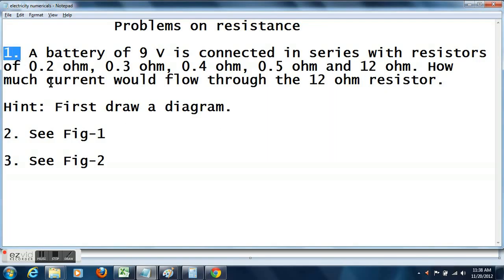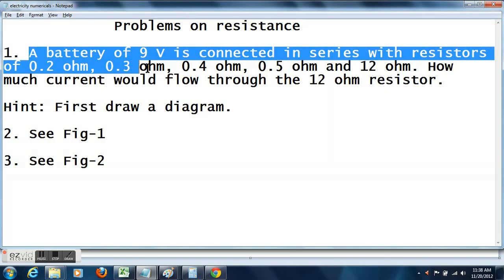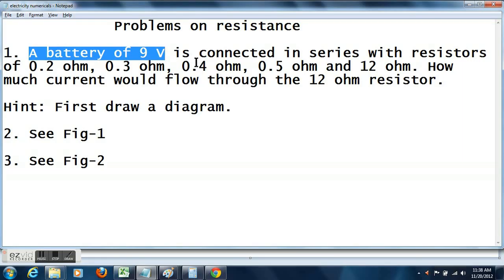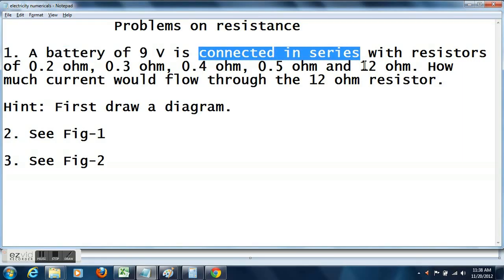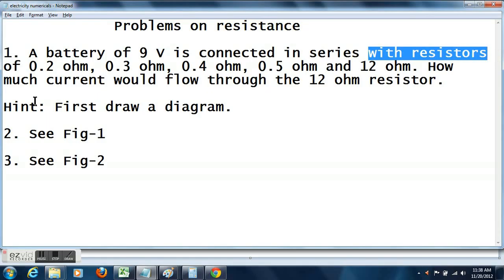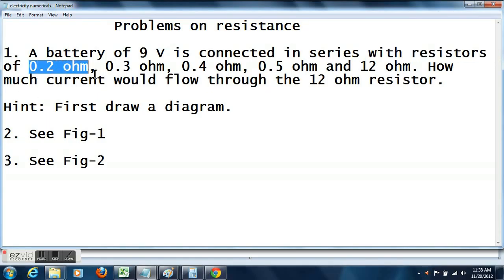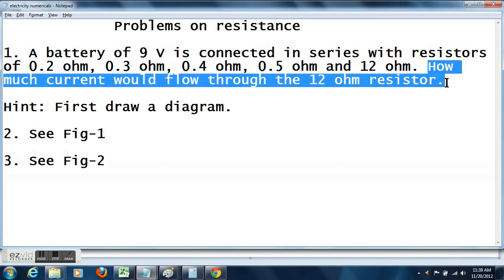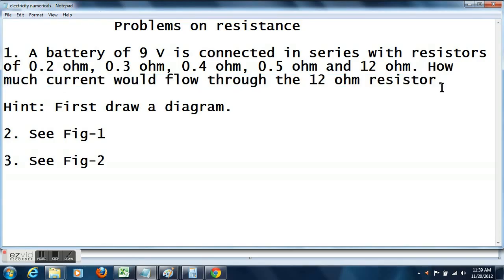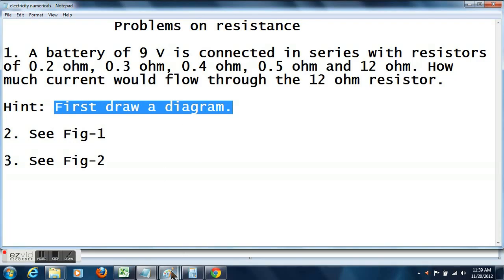that a battery of 9 volt is connected in series with resistors of 0.2 ohm, 0.3 ohm, 0.4 ohm, 0.5 ohm and 12 ohm. You have to find out how much current would flow through the 12 ohm resistor. As a hint, I asked you to draw a diagram.